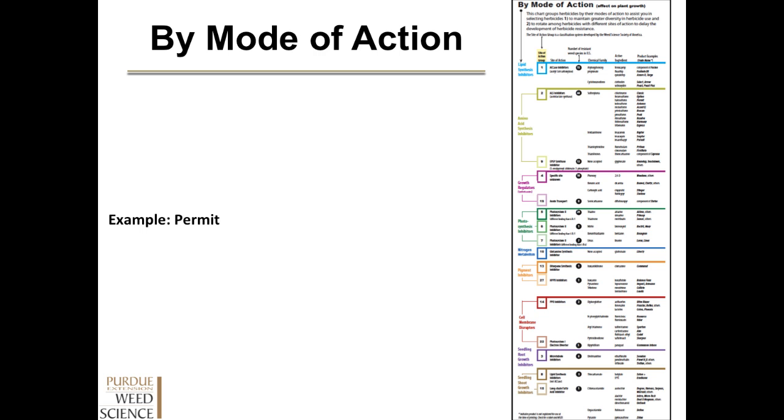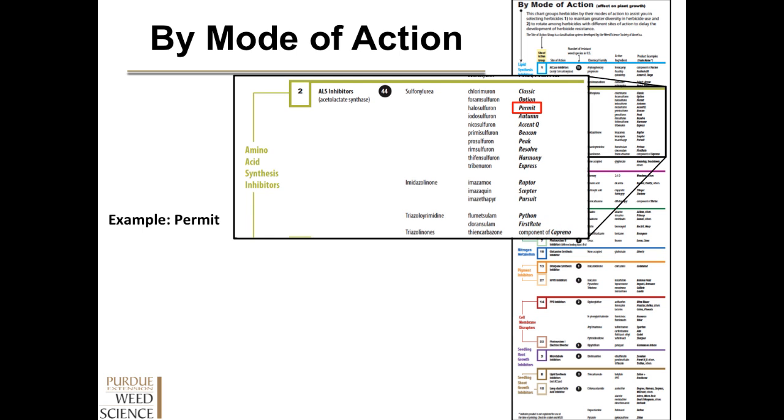Okay, so once you find Permit, if you move over to the left, you'll see that the active ingredient is halosulfuron. The other thing you could have done is gone to your Permit label and looked on the front page. It's going to have the active ingredients. You could have found that it was halosulfuron, and you could have looked it up that way as well.